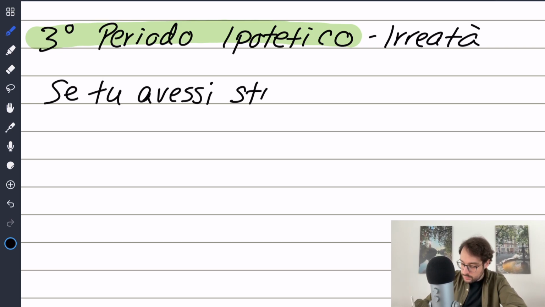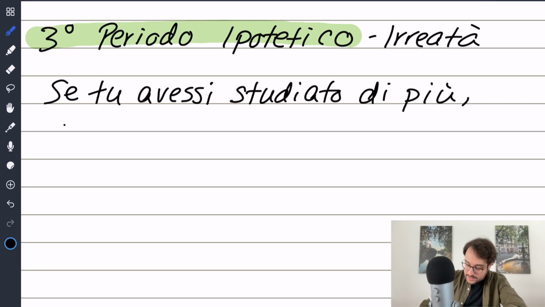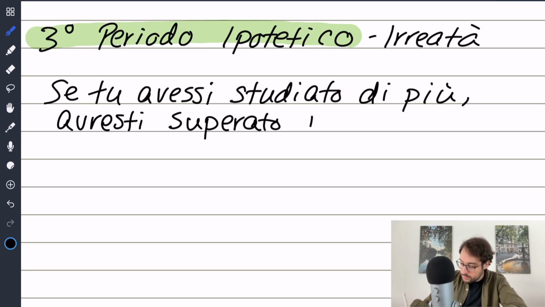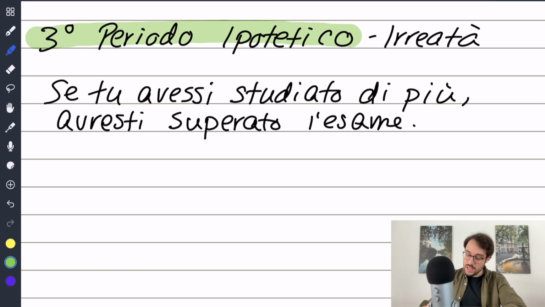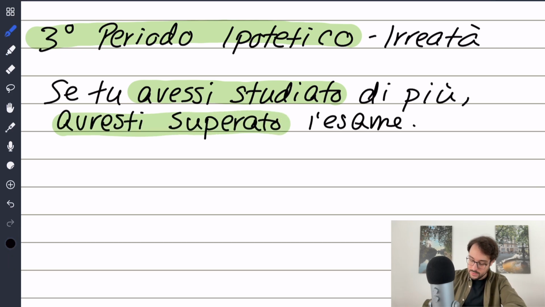studiato di più, so if you had studied more, avresti superato l'esame. Nice. So this means if you had studied more, you would have passed the exam.